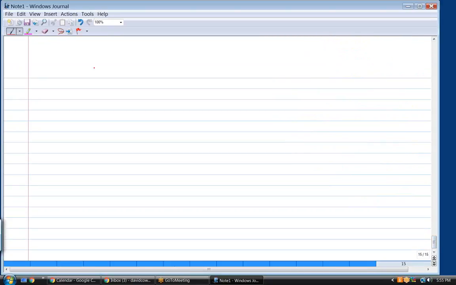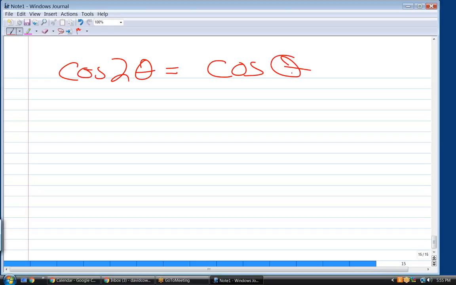And the last one I have is cosine 2 theta equals cosine theta. Okay. Which identity are we going to use for the 2 theta? Can I just leave it at cosine? Yeah, the one that's got just cosine theta in it. 2 cosine squared minus 1. There's always a 2 in front of the one that's being squared.